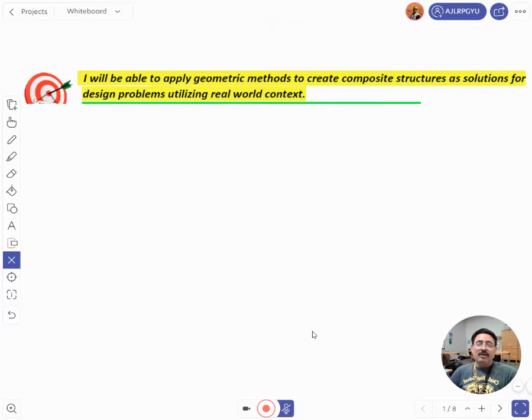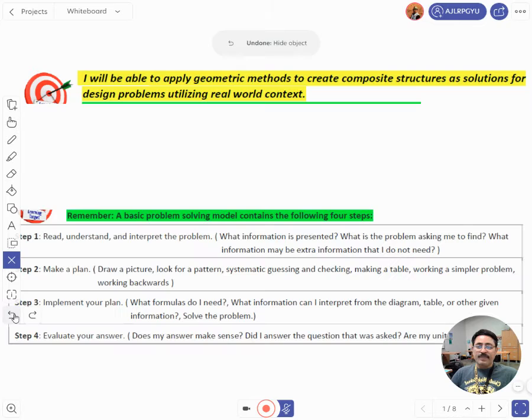Hi. In today's session, you will be able to apply geometric methods to create composite structures as solutions for design problems utilizing real world context.